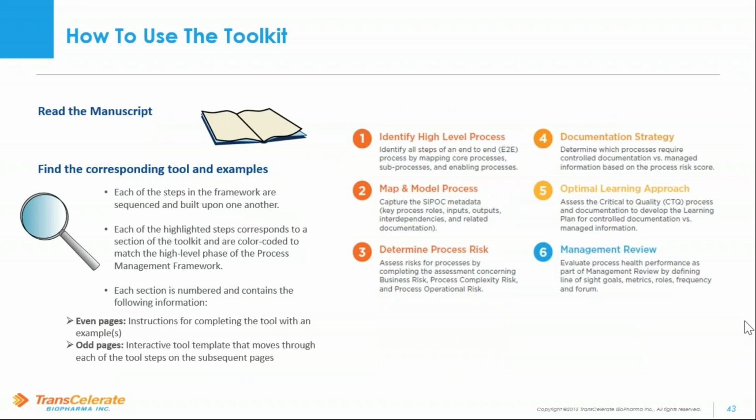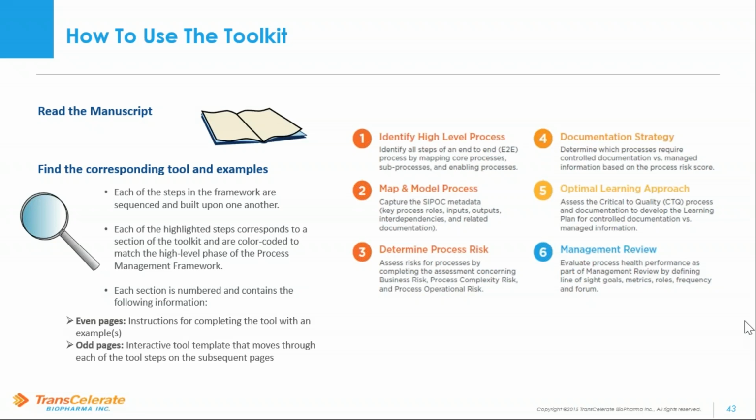The first step to using the toolkit is to read the manuscript to ensure effective implementation of processes. Then find the corresponding tool and examples throughout the toolkit. Each of the steps in the framework are sequenced and build upon one another. For this reason, an understanding of each of the steps is fundamental.